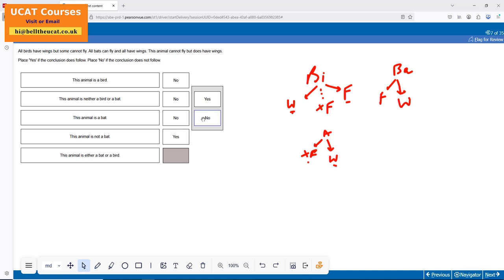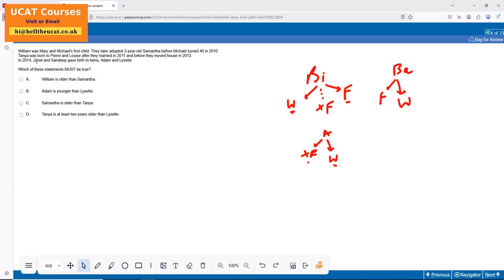Either a bat or a bird. No. The answer is no. Boom. There we go, because to be a bat you need to fly and have wings. So it can't be a bat. Or can it be a bird? Yes or no, multiple interpretations. The animal could be a bird because it's a combination of wings and not fly. What if the bird has wings and fly? On those grounds, the answer is no. Ready? Moving on. What is that?